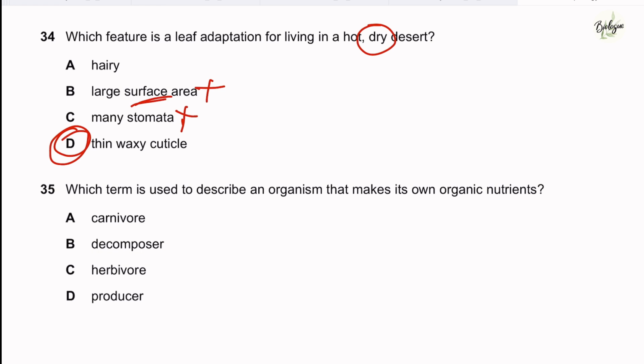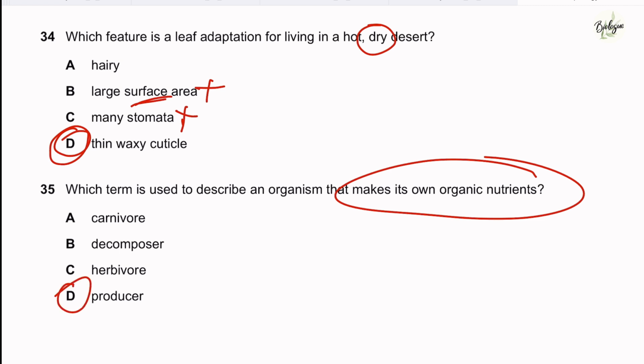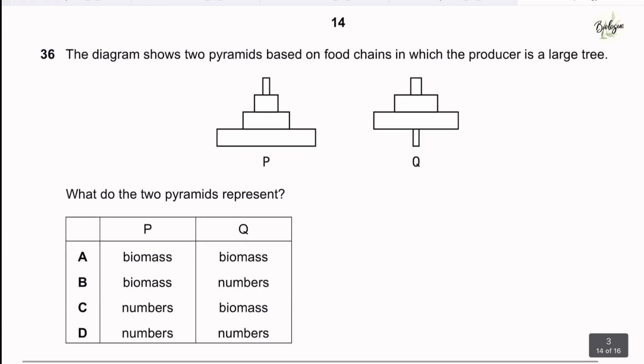Moving on to question 35. Which term is used to describe an organism that makes its own organic nutrients? This is definitely a producer. Carnivore is someone that eats meat. Decomposer is breaking down. Herbivore is just non-meat consumption, so basically vegetables and plants, and so producer does seem like the right answer.